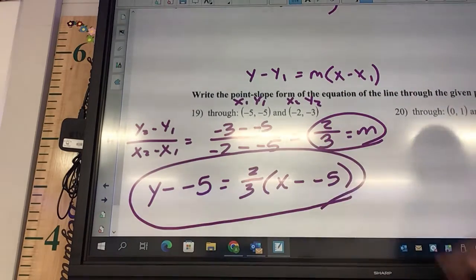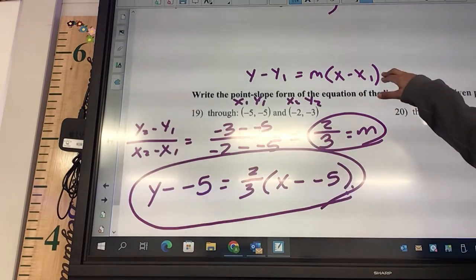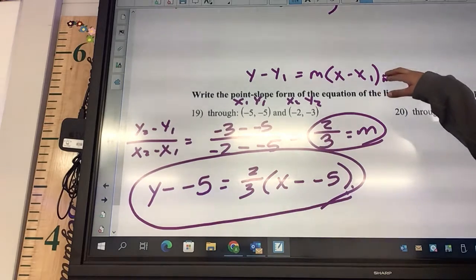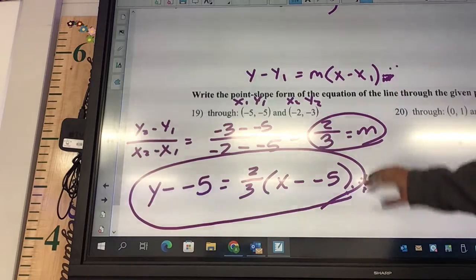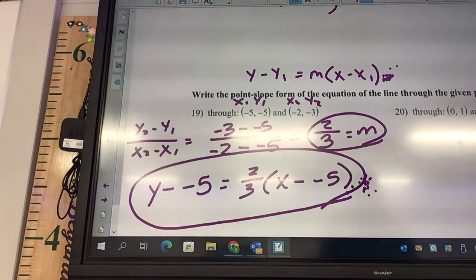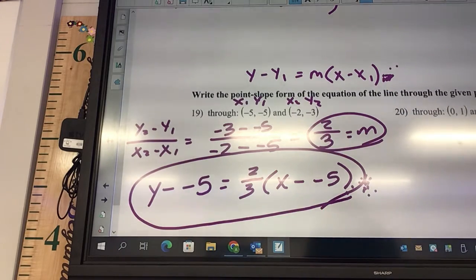Okay, see how my answer looks like what it said my answer should look like up here? They said write the point slope form, and down here I got some parentheses, okay? So that lets you know that these kind of match up, okay? So you have to find the slope to do that point slope.